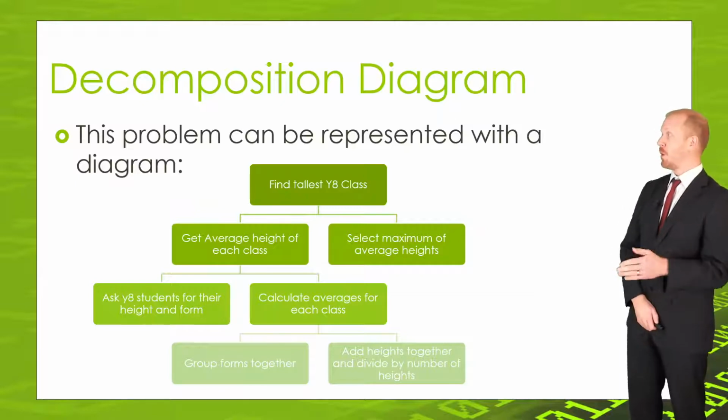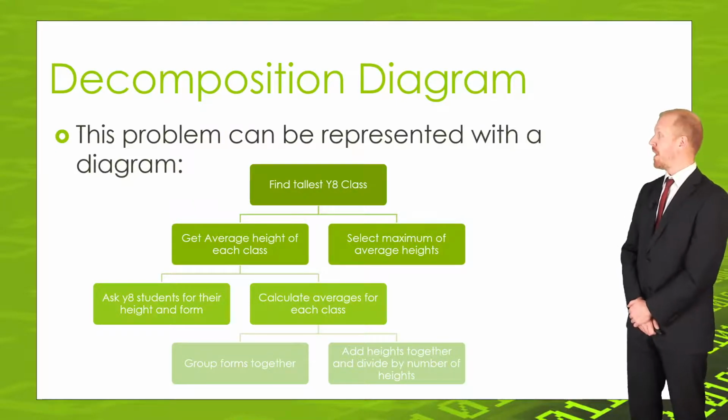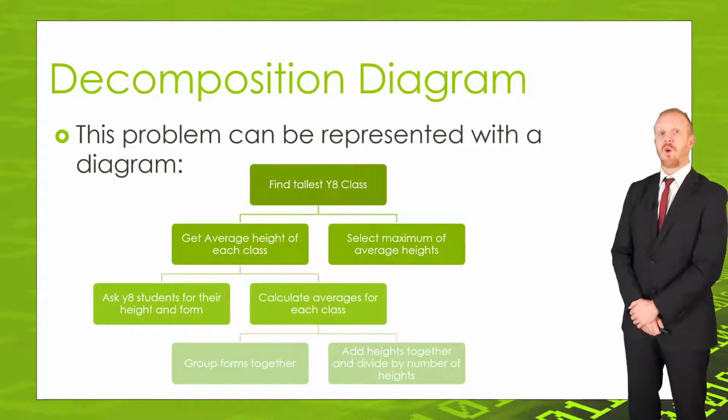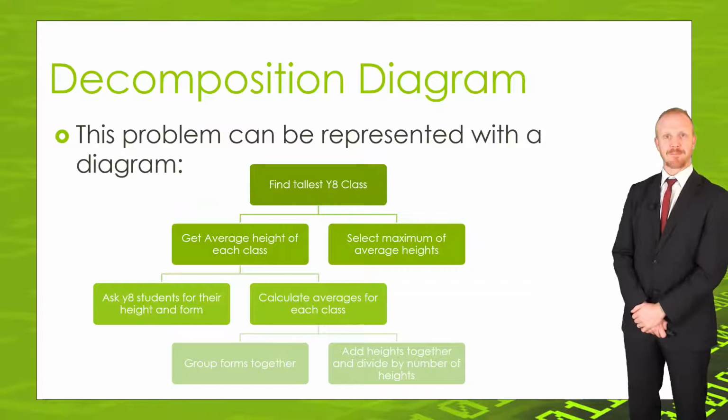So now, if we look along the bottom row, we look along the end of each chain, each of those tasks is easy. Ask Year 8 students for their height and form. Easily done. Group the forms together. Easily done. Add the heights together, divide them by the number of heights. Easily done. Select the maximum of the average heights. All of those are easy tasks, and together they add up to solve our top level problem, which is find the tallest Year 8 class.